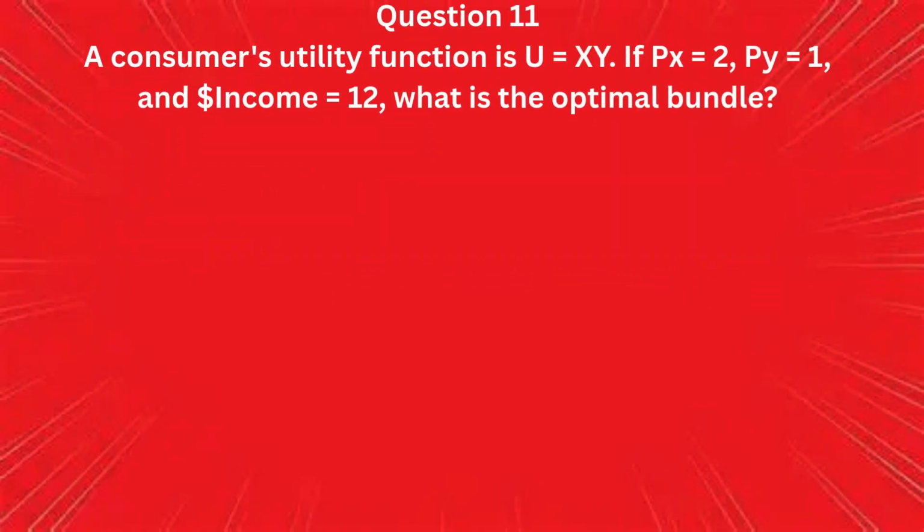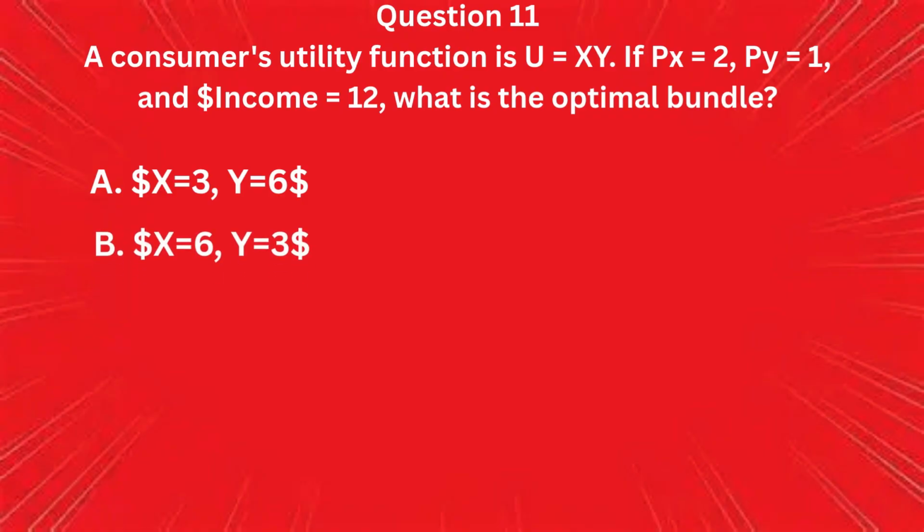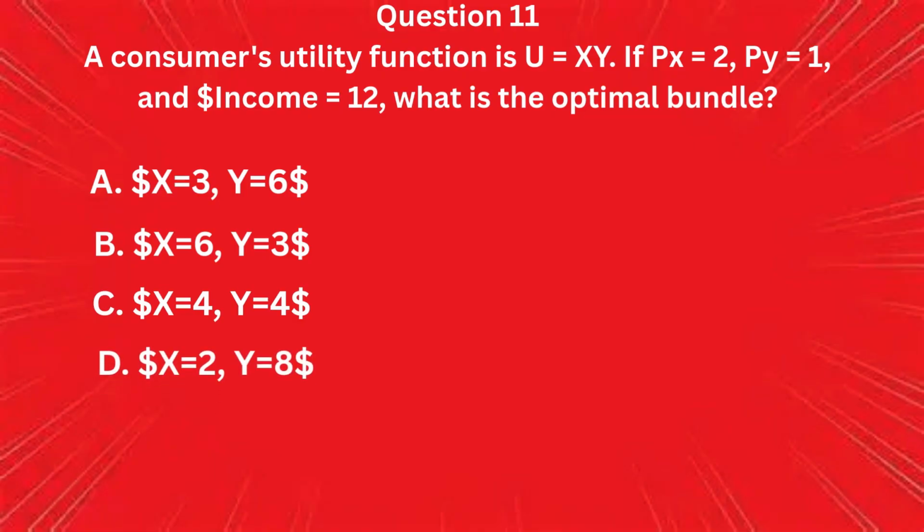Question 11. A consumer's utility function is U equals X multiplied by Y. If PX equals 2, PY equals 1, and income equals 12, what is the optimal bundle? A. X equals 3, Y equals 6. B. X equals 6, Y equals 3. C. X equals 4, Y equals 4. D. X equals 2, Y equals 8.